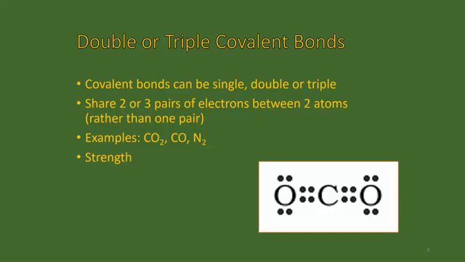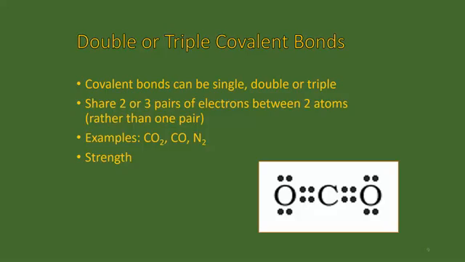Atoms can share one pair of electrons to form a single covalent bond, but some atoms share two or more pairs. When you share two pairs of electrons, so 4 electrons, that is referred to as a double covalent bond. If you share 3 pairs of electrons, or 6 total electrons, that is a triple covalent bond.